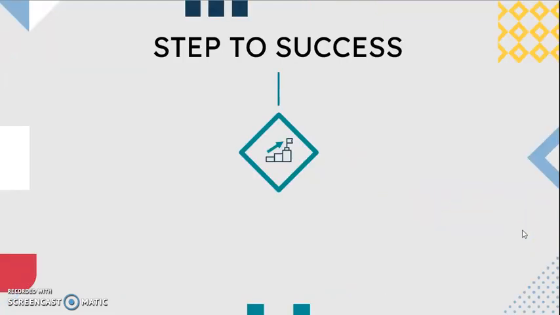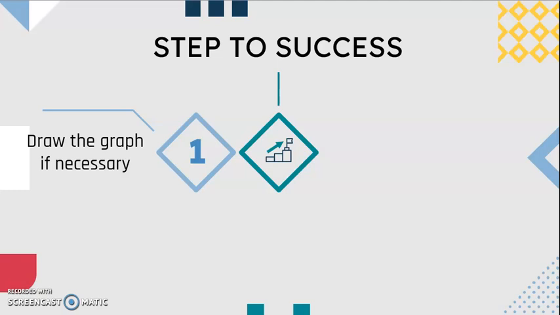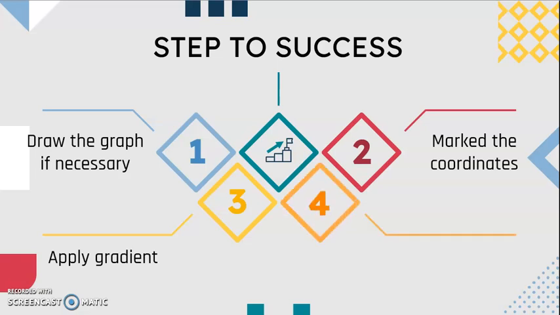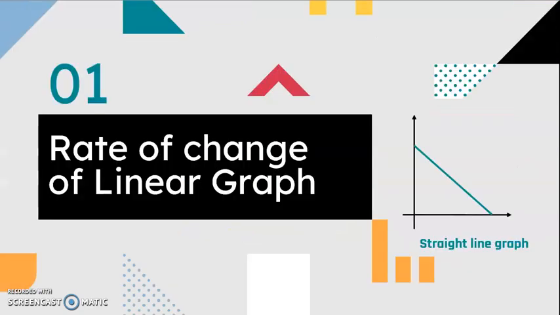So these are the steps to success that you need to know for this lesson. The first one is that you have to draw the graph if necessary. Second, you have to mark two coordinates or two points. Next, you have to apply the formula of gradient. And lastly, calculate the rate of change or the gradient.